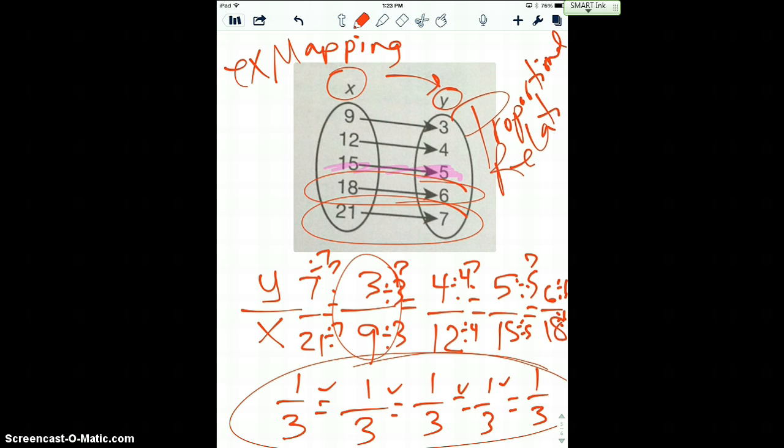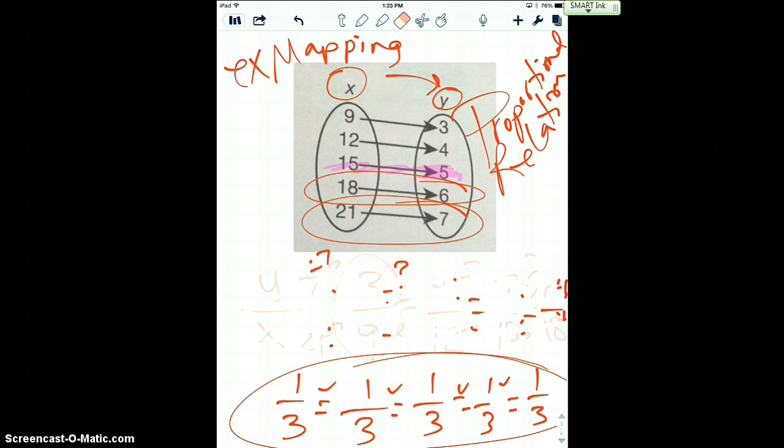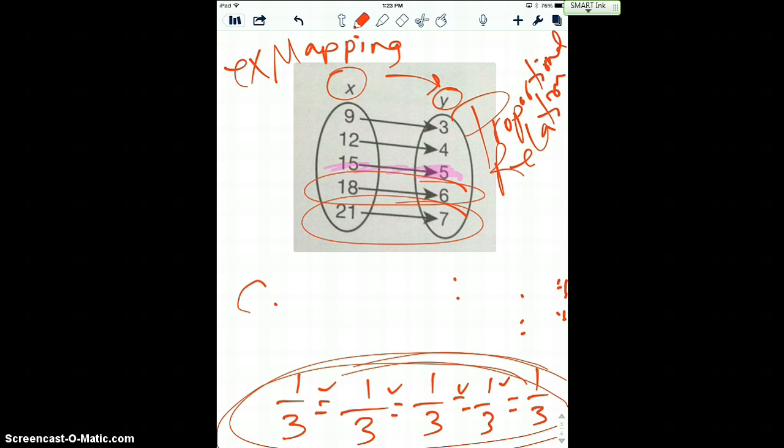And if it's a proportional relationship, we should then be able to identify the constant of proportionality. So what is our constant of proportionality? Well, hopefully you know now. I wonder. It's right there. The constant of proportionality in this proportional relationship is 1/3.